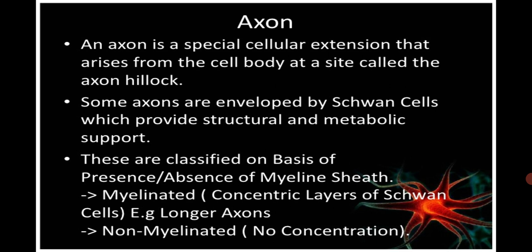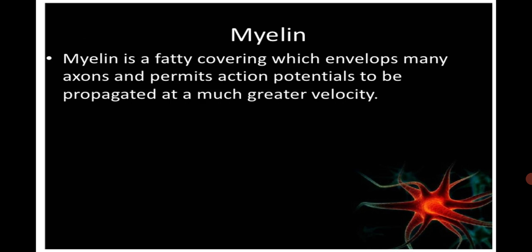Some axons are enveloped by Schwann cells, which provide structural and metabolic support. These are classified on the basis of the presence or absence of the myelin sheath, myelinated, with connective layers of the Schwann cells, for example the longer axons, and non-myelinated, which do not have any concentration of the myelin sheath. And how can we define myelin? Myelin is a fatty covering which envelops many axons and permits action potentials to be propagated at much greater velocity.